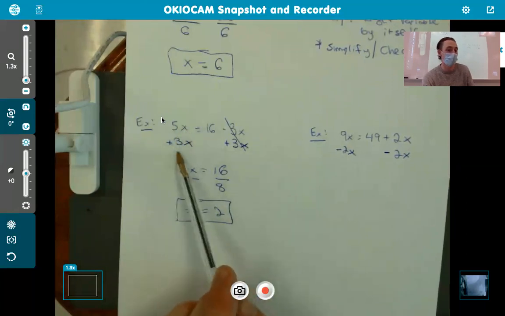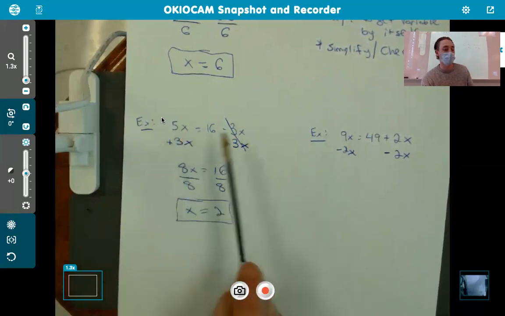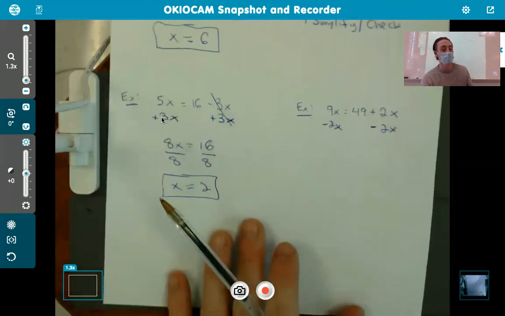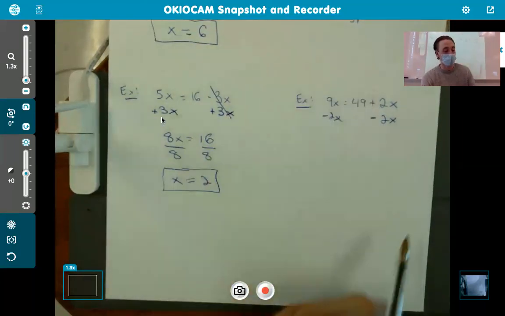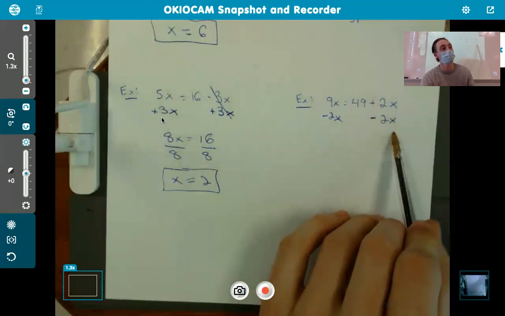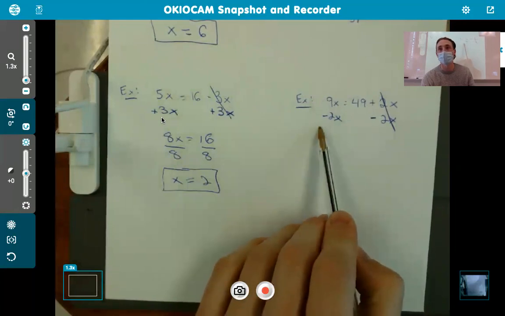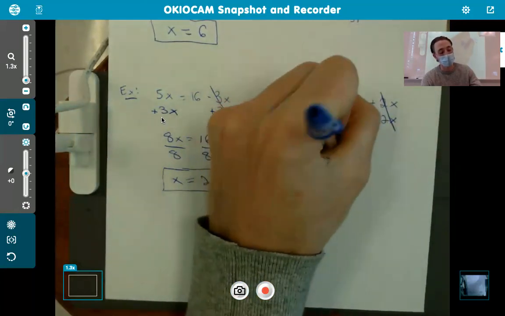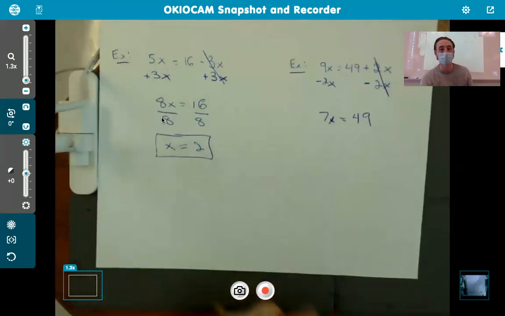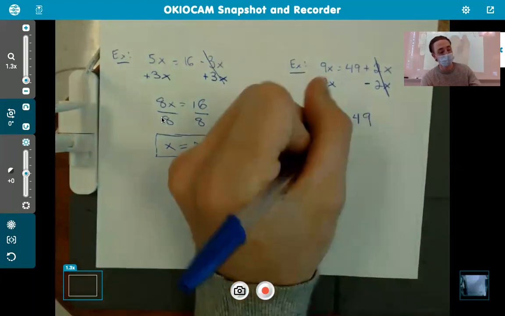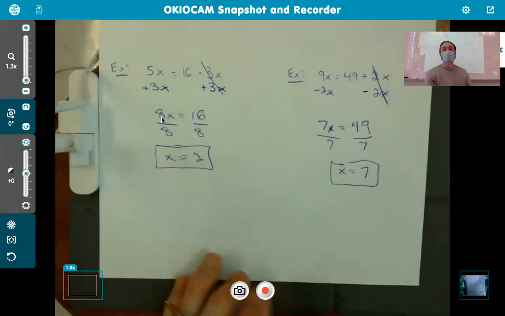Same thing over here. I wouldn't want to subtract 5x and make a negative sign in front of my x values. If I already have one by itself, just move the other term over there also. Start to think to move things away from this constant term. Well, what's going to happen with the 2x and the negative 2x? Cancel. What's 9x minus 2x? 7x. How do I get the x by itself? And what's 49 divided by 7? 7. Good.